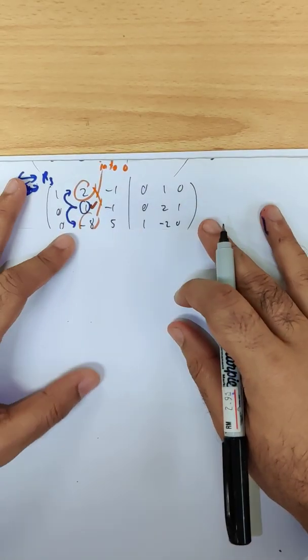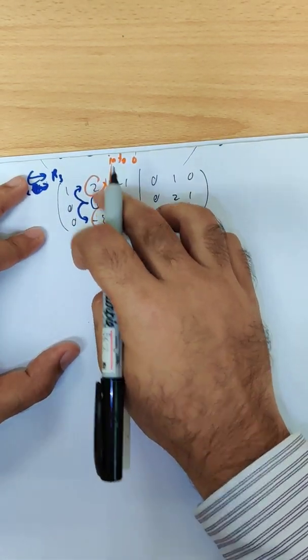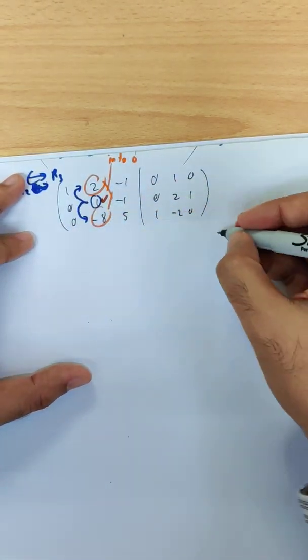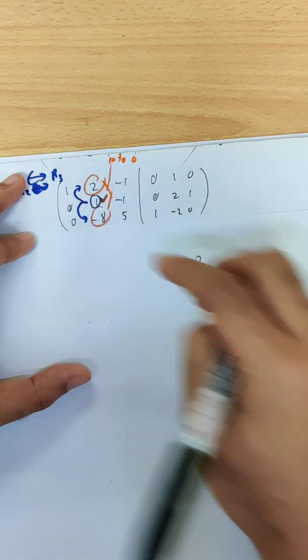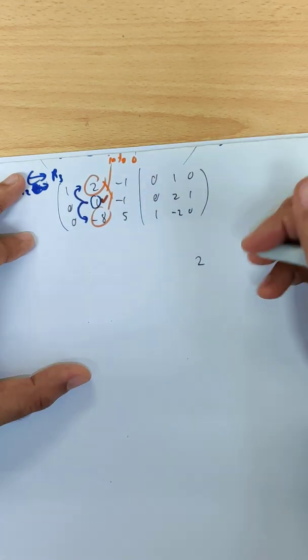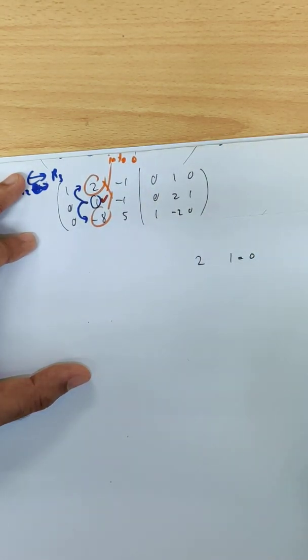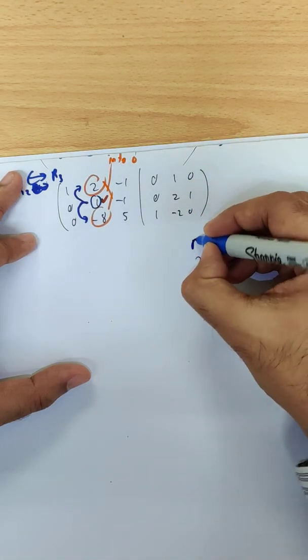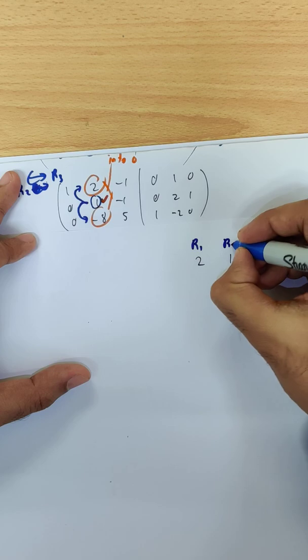Okay, so let's continue. I want to write down over here, more space for us. How does this 2 become 0? What is attacking it? 1 is attacking it. Where do I get this 2 from? This 2 I get from row 1. Where do I get this 1 from? I get it from row 2.